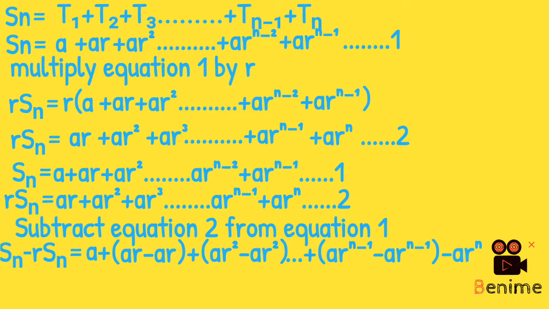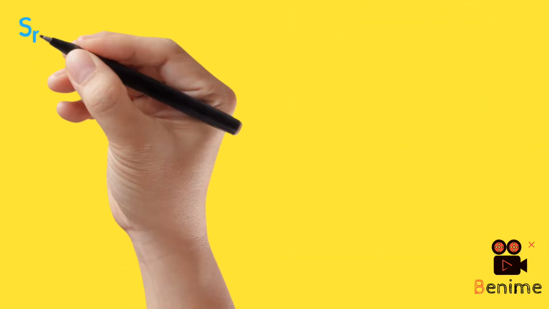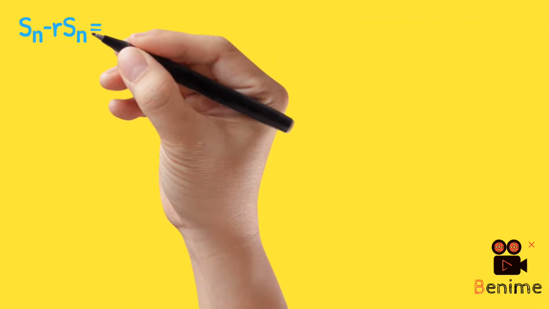But the only things that are remaining now are the first a and the last minus ar to the power of n. So what you now have is Sn minus rSn is equal to a minus ar raised to the power of n. On the right hand side, only a minus ar raised to the power of n is left. So we perform factorization now.